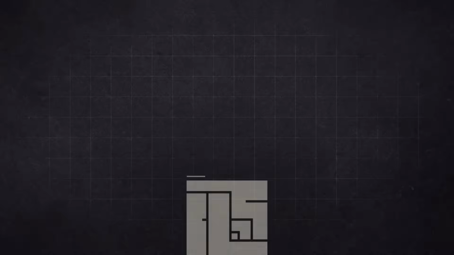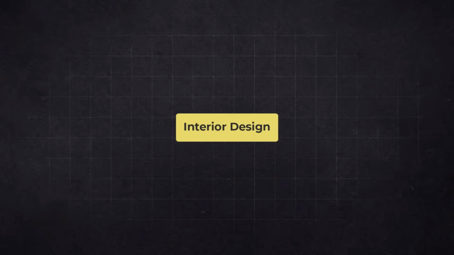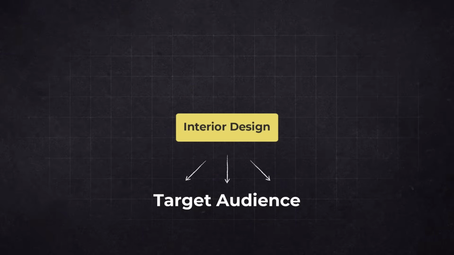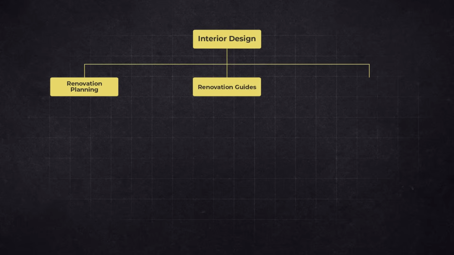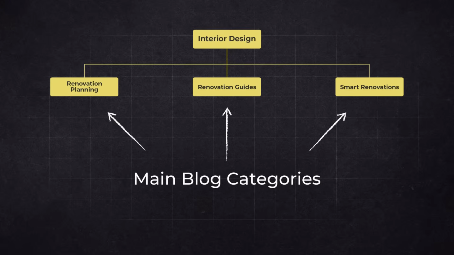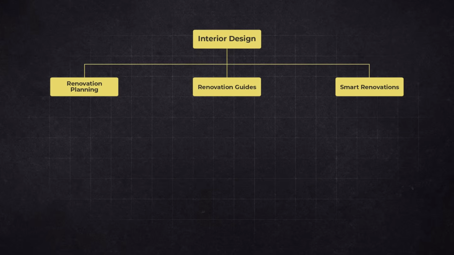Let's say that you are an interior design company. You first need to think about what groups of audience you are targeting based on the products or services you offer. The first group of people is probably planning for a home renovation. The second group is looking for renovation tips and ideas. And the third group is looking for sustainable and smart home renovation solutions. These are going to be the main blog categories for your website. You can name it the way your audience will relate. And with this in mind, we will find keywords that will help each group of people.